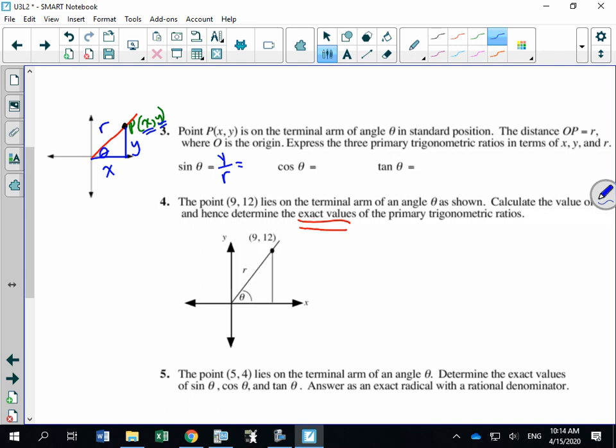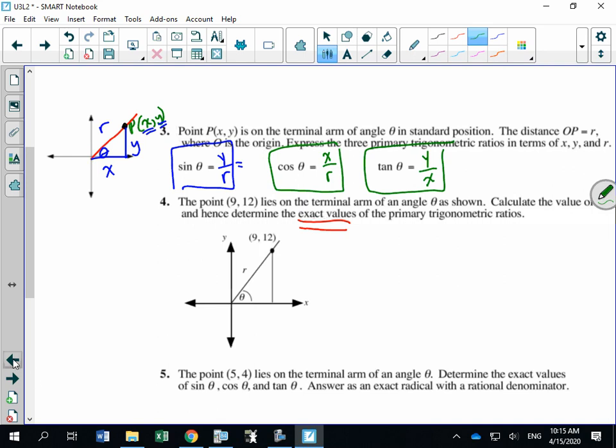Oh, and that would be it. There's no numbers that they gave me. So the answer for the first one, sine of theta, is y over r. Okay, if sine is y over r, what is cos of theta? Cos is x over r. And the tan of theta is y over x. Those would be your three primary trig ratios.